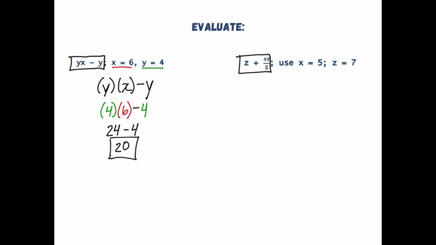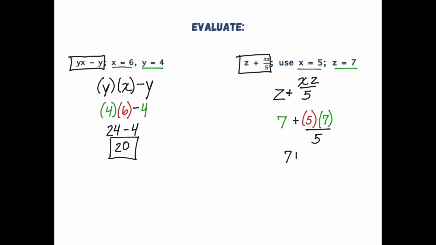Next expression is z plus x times z over 5. So x equals 5, z equals 7. I'm going to plug those numbers into the expression where those letters currently are. So xz over 5. Now I'm going to rewrite this. Instead of z, I'm going to write 7 plus, and then using my parentheses to remind myself it's multiplication, x is 5, so 5 times z, which is 7. So 5 times 7. And then 5 was already given to us, so over 5.